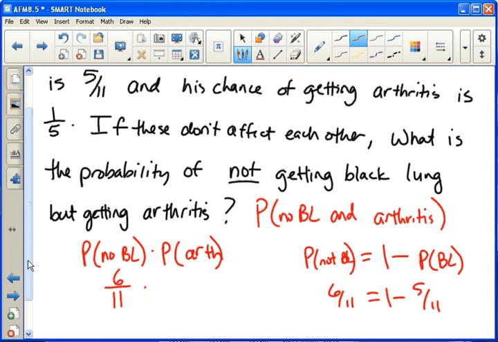Now we multiply that by the probability of getting arthritis, which is 1/5. So we get 6 out of 55 as our probability.